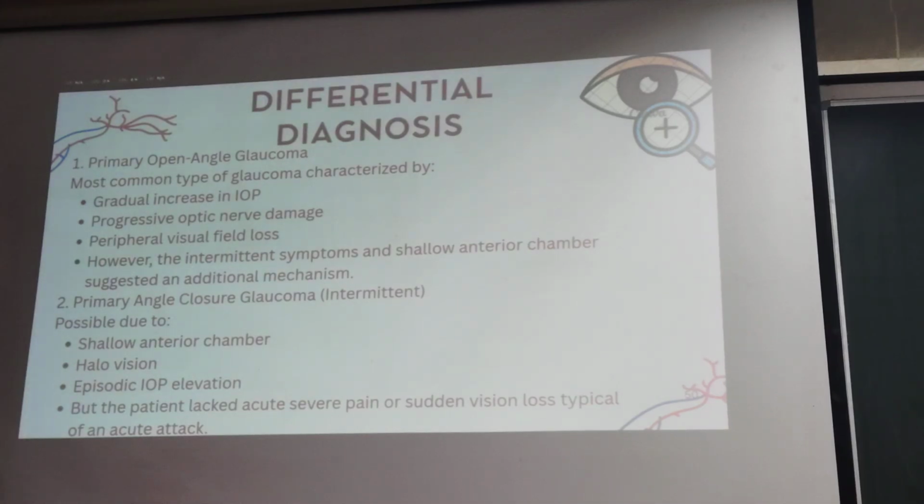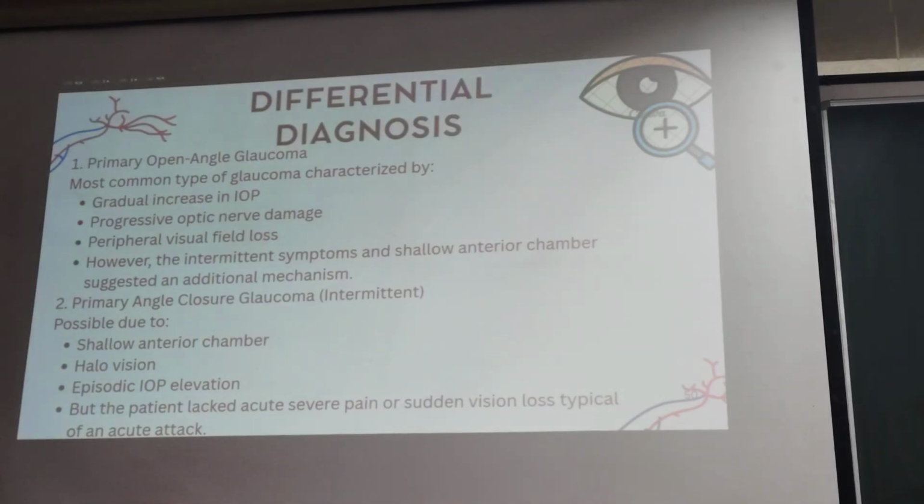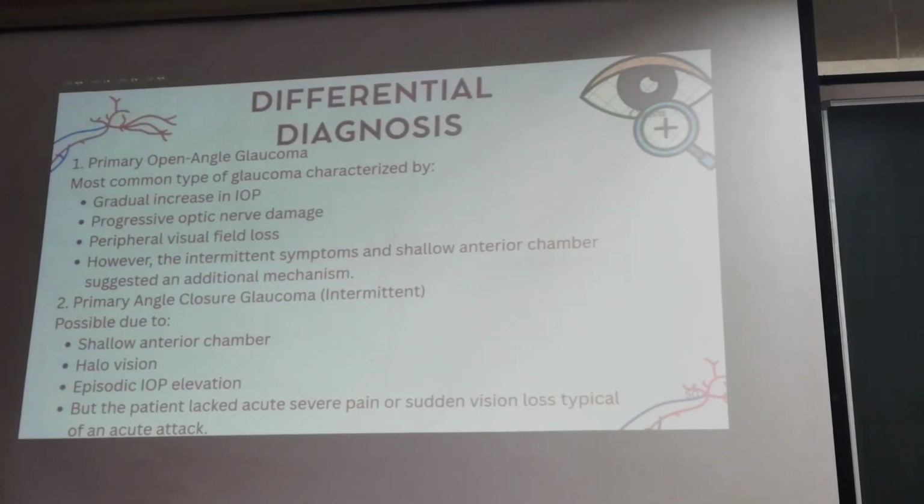For understanding the diagnosis of the case, let's first enumerate the symptoms of the case, that is the shallow anterior chamber, halo formation, intermittent blurred vision, increased intraocular pressure, along with increased cup-disc ratio, which suggests progressive optic nerve damage. So the first diagnosis which we reach is the most common type of glaucoma, that is primary open-angle glaucoma.